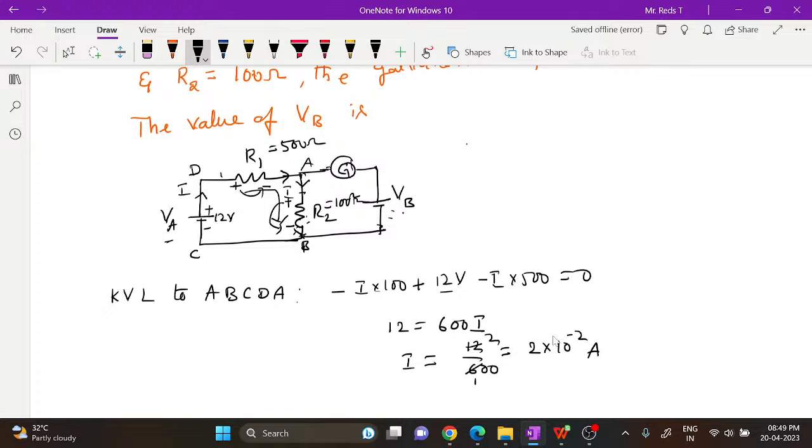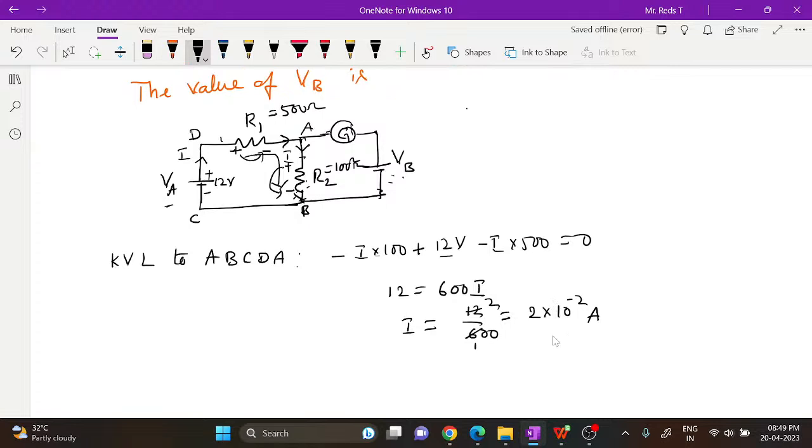In milliamperes, if you want to write, you have to say 20 milliamperes. If you multiply by 10, you will get 20 milliamperes. So that is not our interest. We want to find the potential difference across AB. So for that purpose we need I. So we have got I.